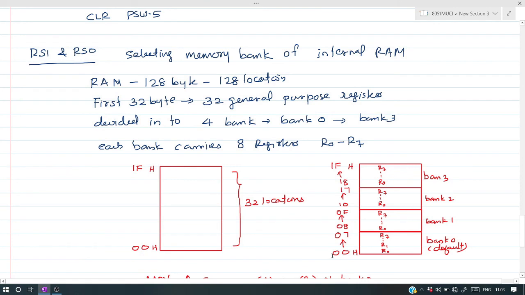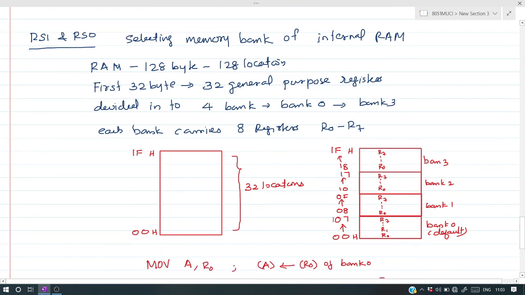So the starting address of bank 0 is 00 and the final address is 07. The starting address of the second bank, bank 1, is 08 and its final address is 0F. The next bank starts from 10 to 17. The next bank, that is bank 3, is from 18 to 1F. Each bank contains 8 registers, R0 to R7. Here the default bank is bank 0.